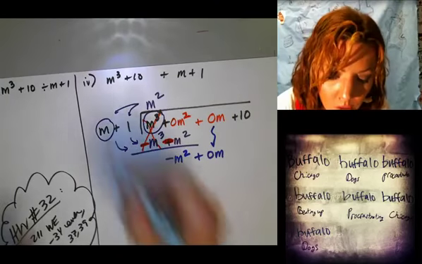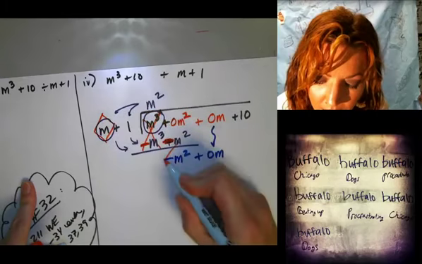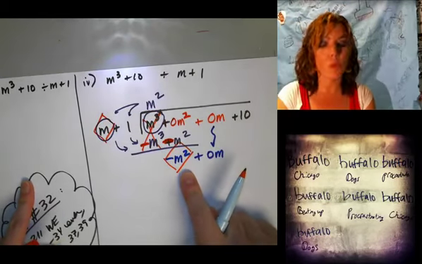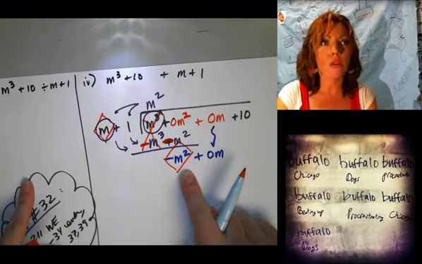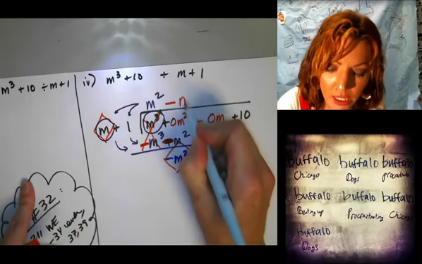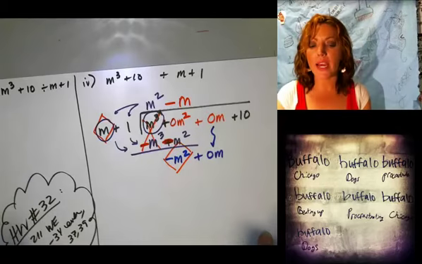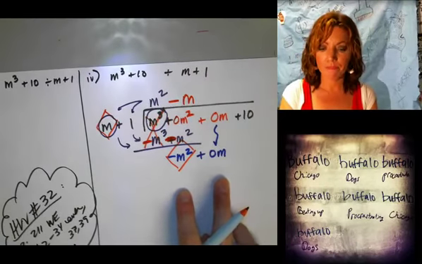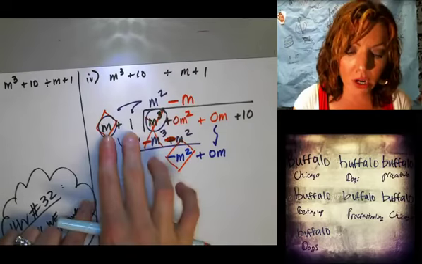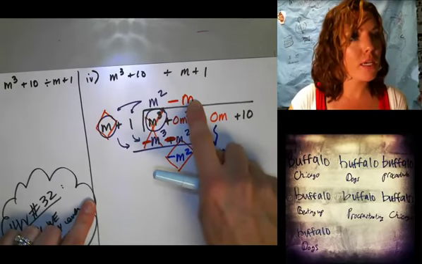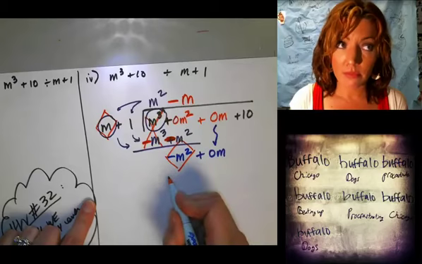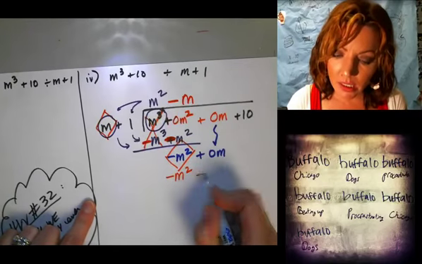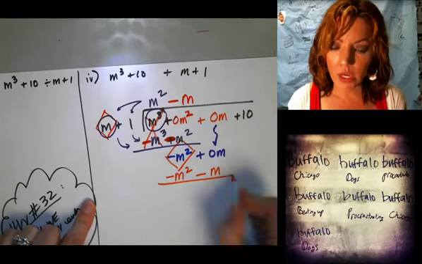Now what? What times m gives you negative m squared? Something times m will give us negative m squared. So m times what will give us negative m squared? Negative m, so that goes up here. Then what do we do with that negative m to get two more terms down here? Distribute it to the two terms out here. M times negative m is what? Negative m squared. 1 times negative m is? Negative m.